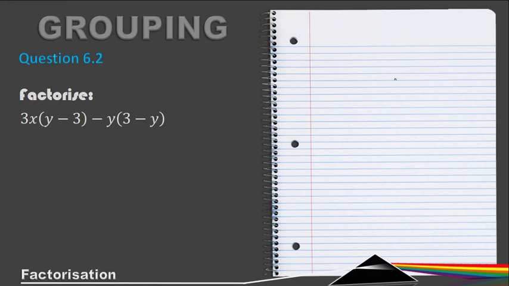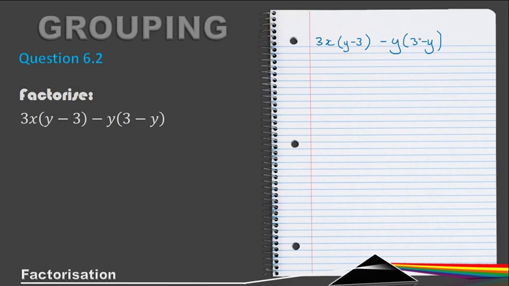Now for question 6.2, we have to factor now. As you can see, the grouping has already been done. The first factors have already been taken out. So I'm just going to rewrite it here. 3x y minus 3 minus y, 3 minus y. Now, the only problem here is we've got y minus 3 here and 3 minus y. So it's not identical. Although it's quite close.